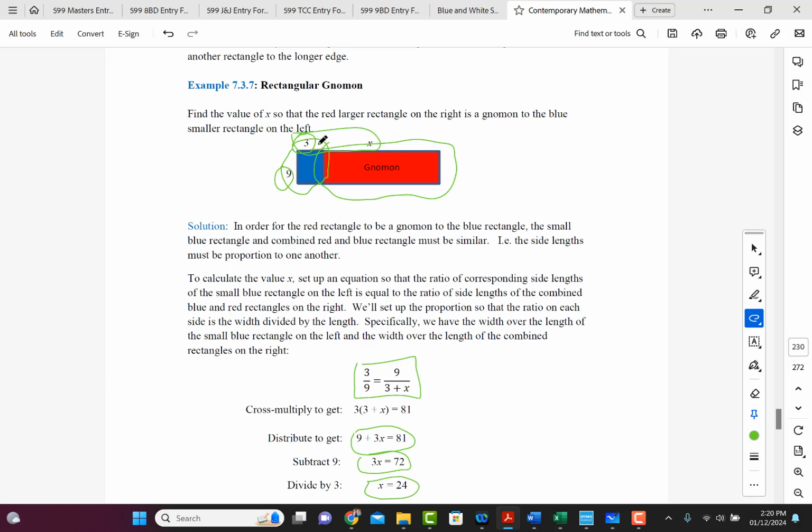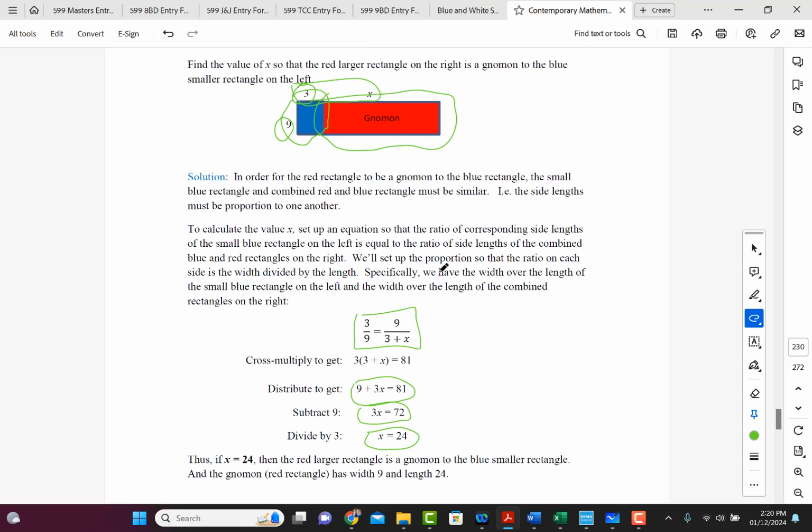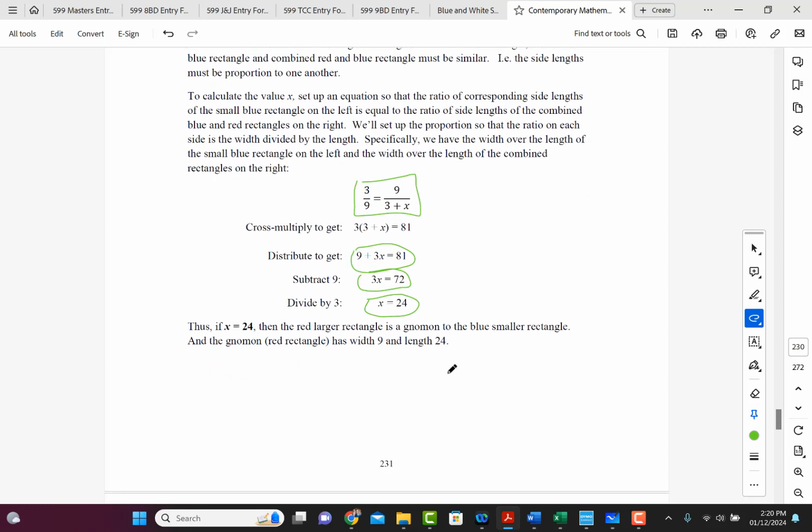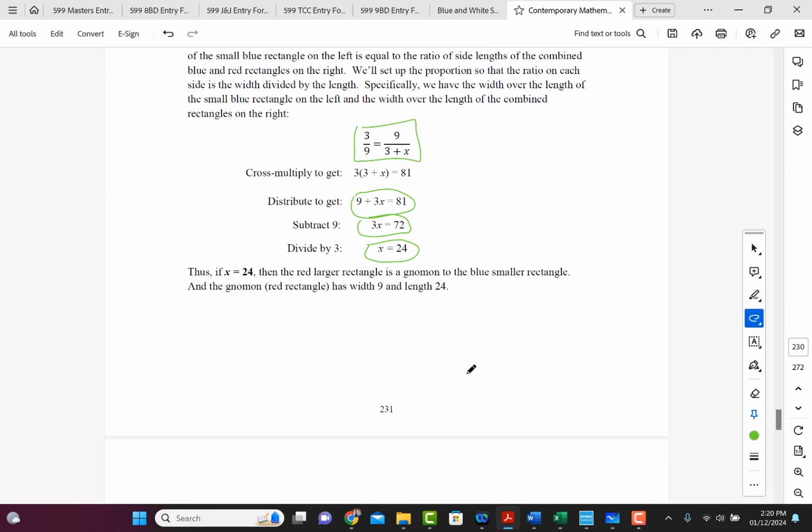As long as x is equal to 24, right? If they're similar, then that means x is equal to 24. And so we get a side length of 27, right? And so thus, if x equals 24, then the red larger rectangle is a gnomon to the smaller rectangle, and the gnomon red rectangle has a width of 9 and a length of 24. All right, not bad.